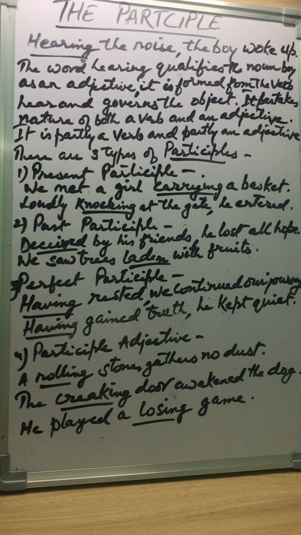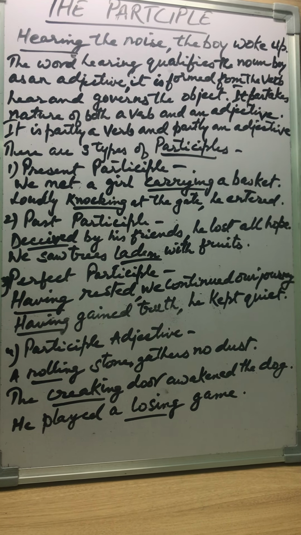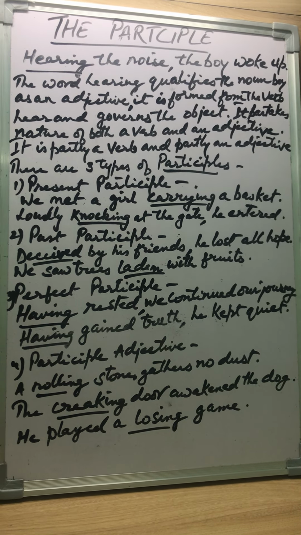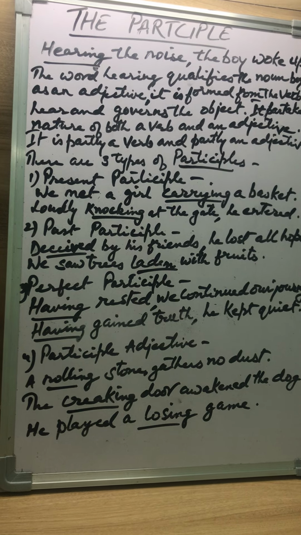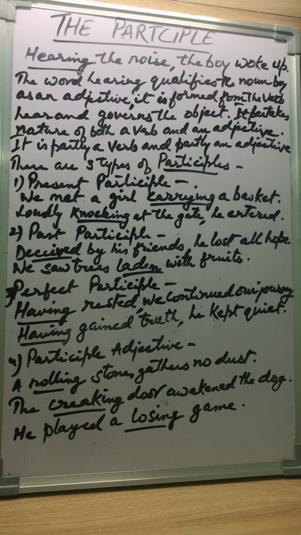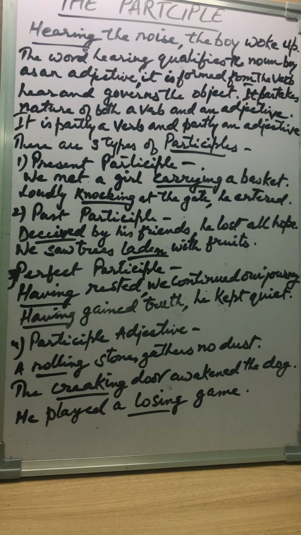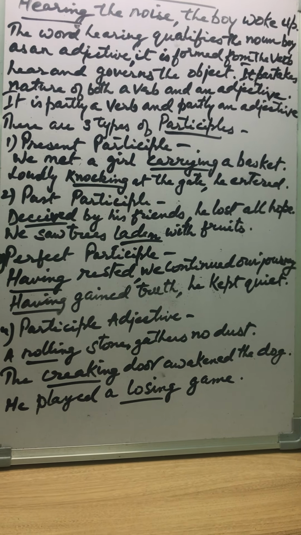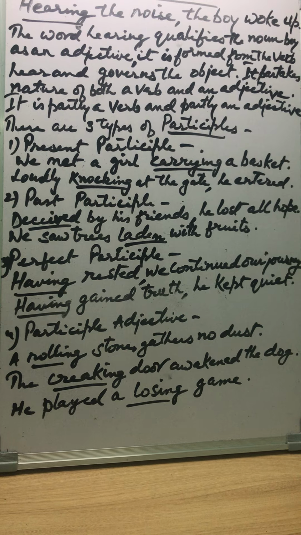Besides the present participle, we can form from each verb another participle called its past participle, which represents a completed action or state of thing spoken of. For example, blinded by dust, they fell into disorder. Deceived by his friends, he lost all hope. So deceived is the example of a past participle. It is formed from the verb deceive.